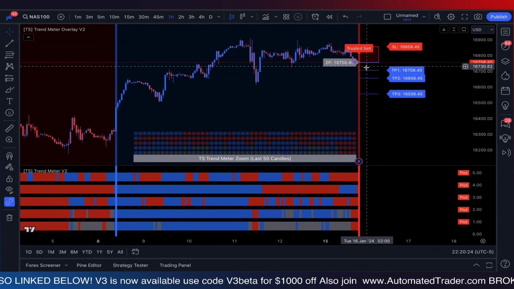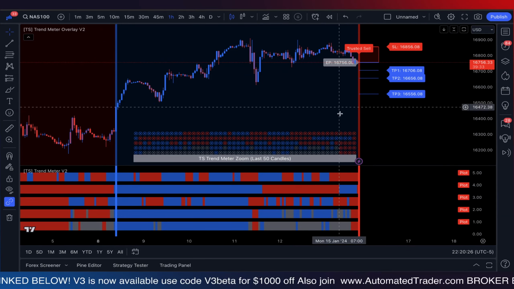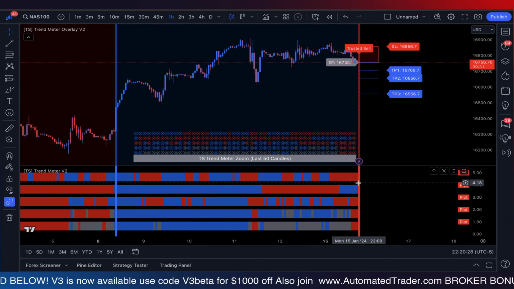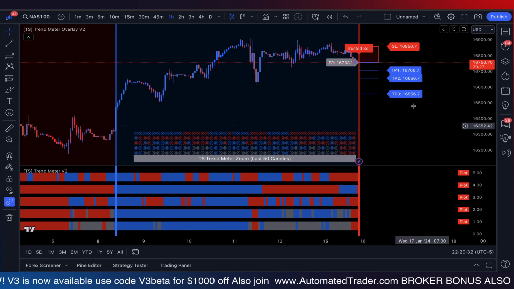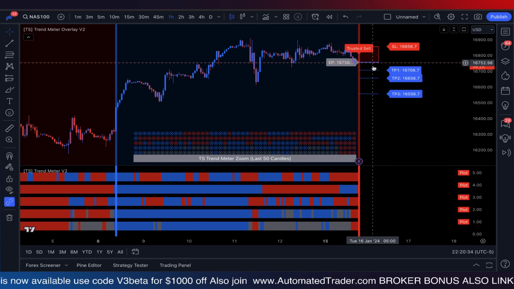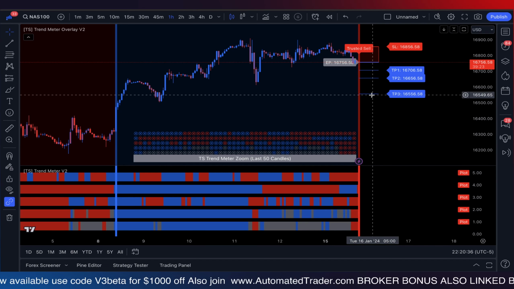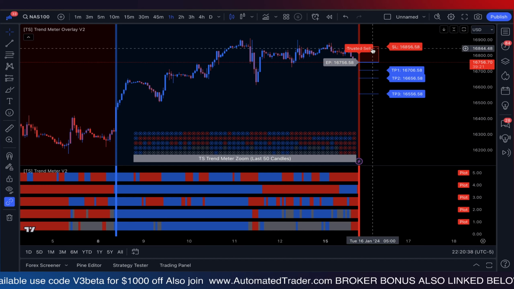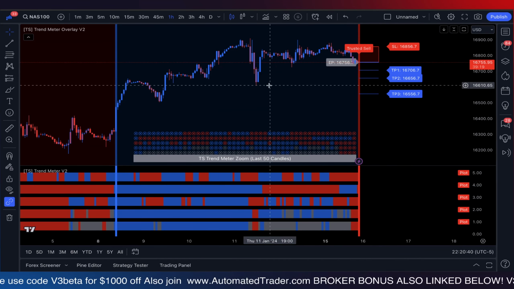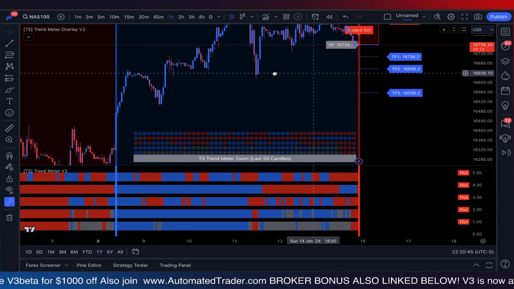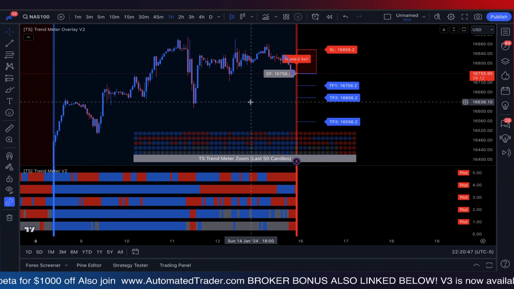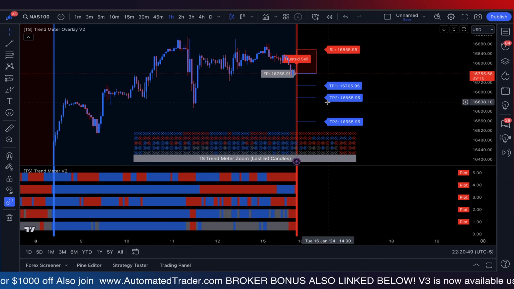Now we just got into a sell and this is exactly how it looks. As soon as the actual trend meter or the overlay fires with a bearish trend, we have entry price, TP1, TP2, TP3, and then stop loss. And then of course you can have trailing stops and all that good stuff. So this is a great live look at what this is going to look like on your charts and how it's going to play out.